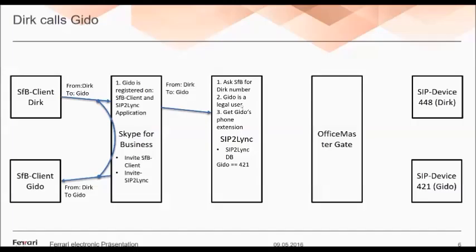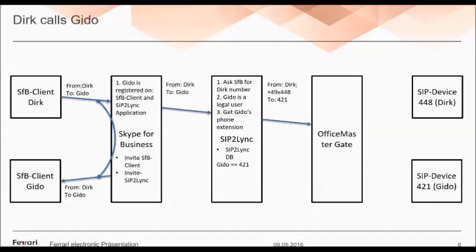And Skype for Business now does the user identity matching. It looks okay. Is Dirk a number? Can we look for a number of Dirk? Yes, Dirk is a user and Dirk has an E.164 number of blah blah blah. Guido is a legal user, Guido is a licensed user, Guido has a configured extension, and Guido is at the moment registered at the Office Master Gate.